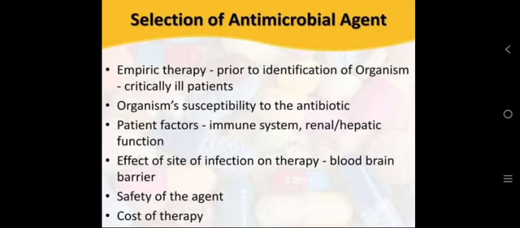Selection of antimicrobial agents. First one, empirical therapy, prior to identification of the organism, in critically ill patients. Second one, organism's susceptibility to the antibiotics. Third one, patient factors such as immune system, hepatic or renal function, etc. Effect of site of infection on therapy, blood-brain barrier, safety of the agent, cost of the therapy.